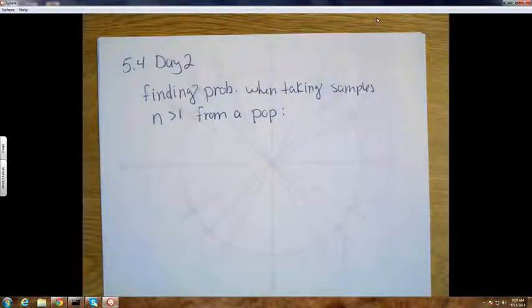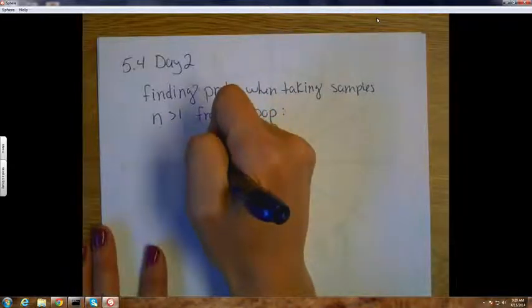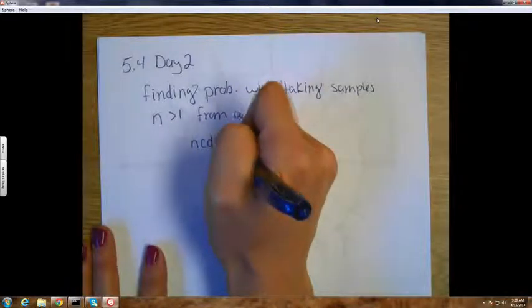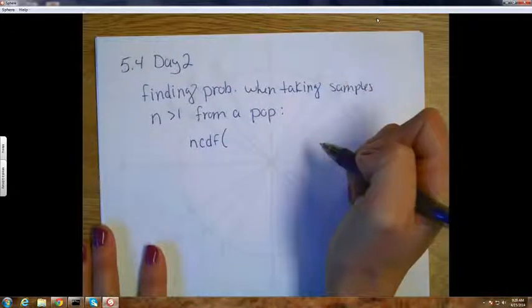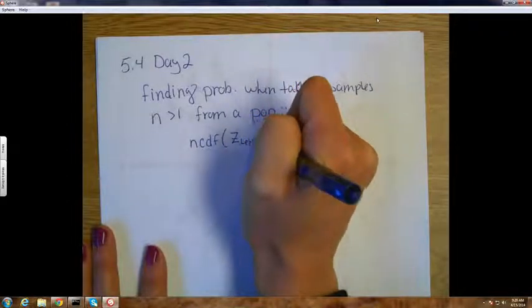Okay, so finding a probability is finding the area under that normal curve, and what function on the calculator gives us that area? Review. Normal CDF. What do you feed NCDF? Z-scores. What order? Z left to Z right.